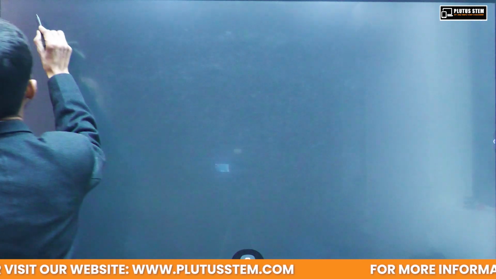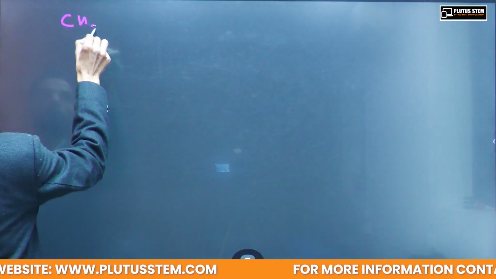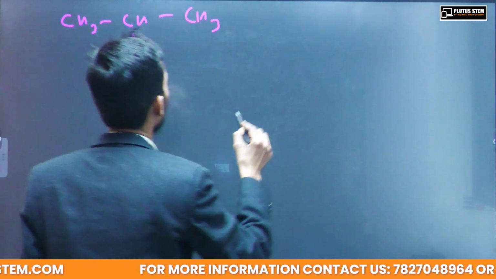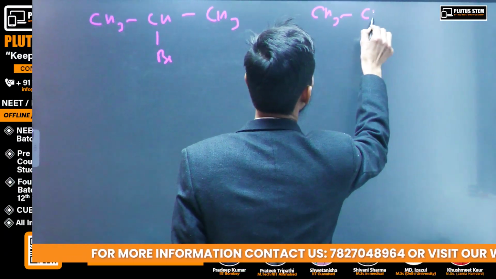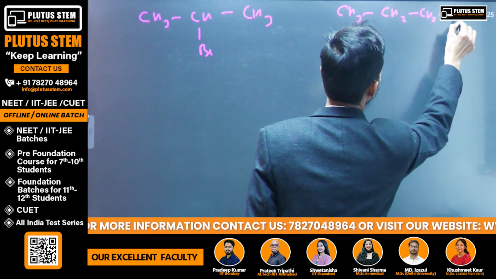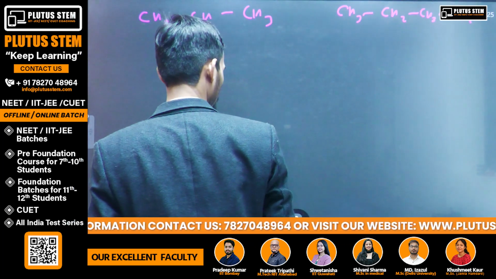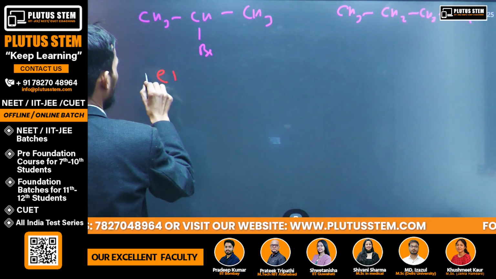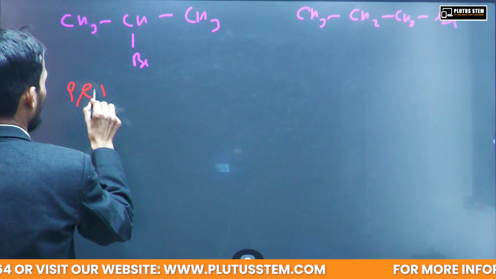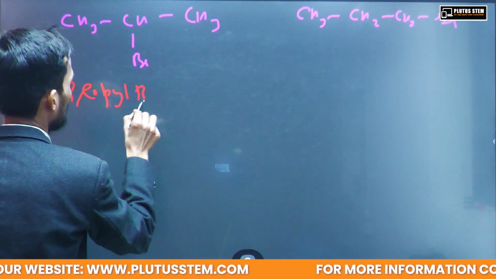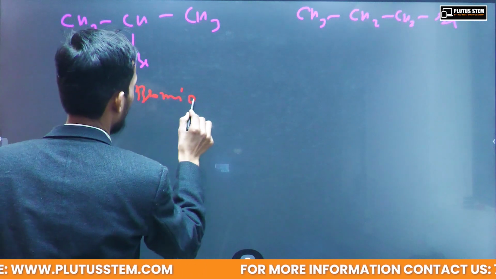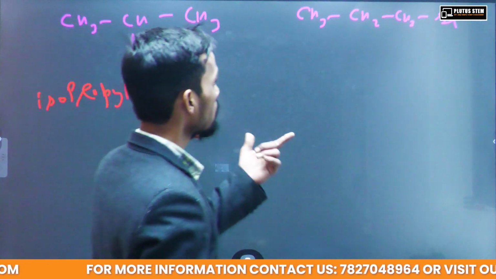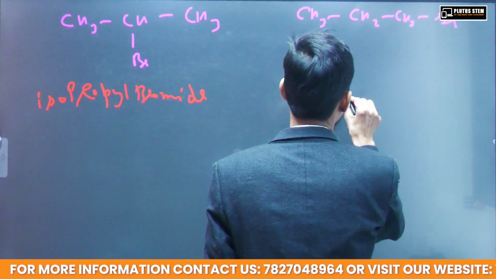So now we will see some more examples. CH3CH2Br, it can be bromine, or CH3CH2CH2Br. It is ethyl bromide, propyl bromide. Which propyl? Isopropyl. And this is normal propyl, n-propyl.